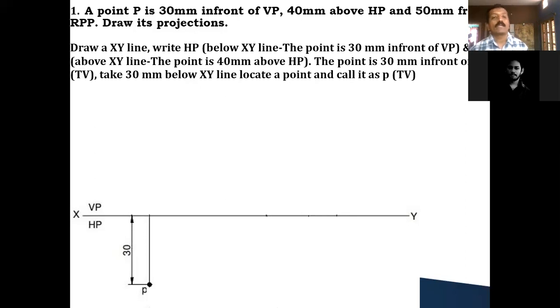Now you take 30 millimeter below the XY line and draw one horizontal projector line like this, and locate one point over there. At least a minimum of 5 millimeter distance you should give with respect to the dimension line. Locate one point over there. Only the point you have to make thick, because the point is our object, and call this P.